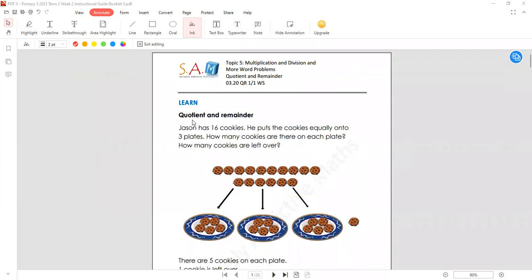So anyway, the idea here is to understand quotient and remainder, right? So get them to understand this. If there are 16 cookies and they put them equally onto 3 plates, so that each plate would have an equal number of cookies, and then the question: how many cookies are there on each plate and how many cookies are left over? The leftover is the one that cannot be placed on a plate, because that will not be equal. Explain to them that way.